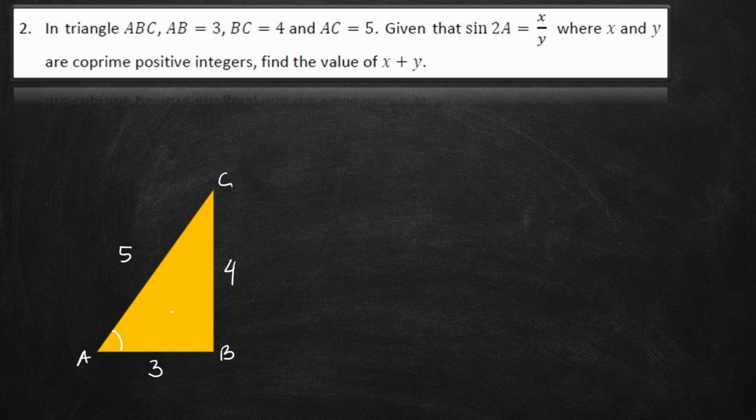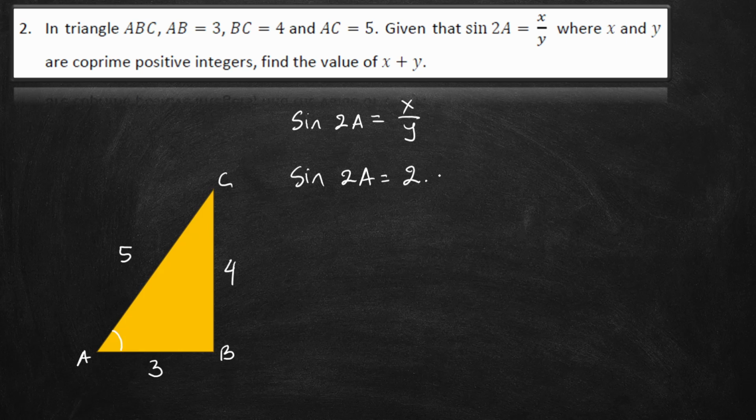Okay. Given that sin 2A, so sin 2A is equal to x over y, where x and y are co-prime. It means that x and y cannot be simplified any further. So find the value of x plus y. So for this one, because we already have this triangle here, now we need to expand this sin 2A. So to expand sin 2A, you need to memorize the formula.